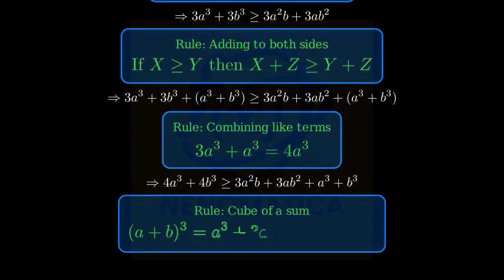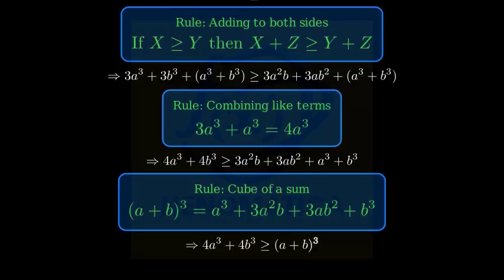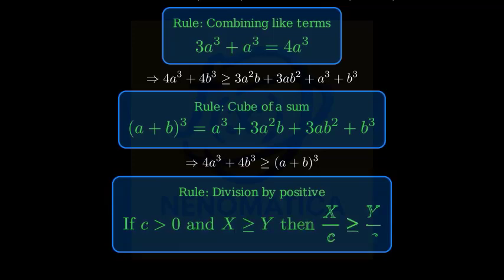Now, let's observe that the expression on the right side matches a pattern we know, the cube of a sum. Specifically, the right side is equivalent to (a plus b) cubed. So our inequality becomes 4a cubed plus 4b cubed is greater than or equal to (a plus b) cubed. Now, let's divide both sides of our inequality by 8 to move closer to our goal.